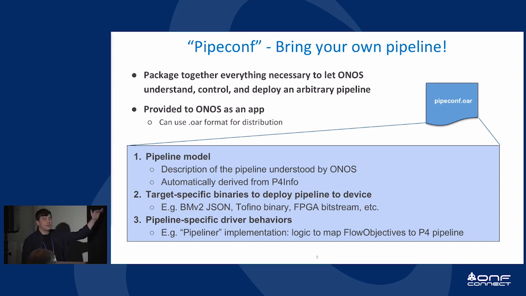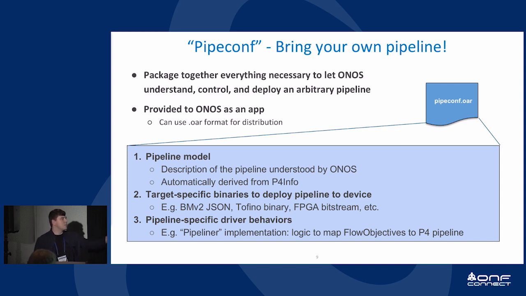And it contains mainly three things. It contains the pipeline model, which is a description of the pipeline capabilities that is understood by ONOS. And this is automatically derived from the P4 info file that is generated by the P4 compiler. It contains some target-specific binaries to deploy the pipeline to the device, meaning that if we're trying to program an FPGA-based device, we will have the FPGA bit stream inside the Pipeconf. If we're trying to control a Tofino-based switch, we will have the Tofino configuration files inside the Pipeconf.